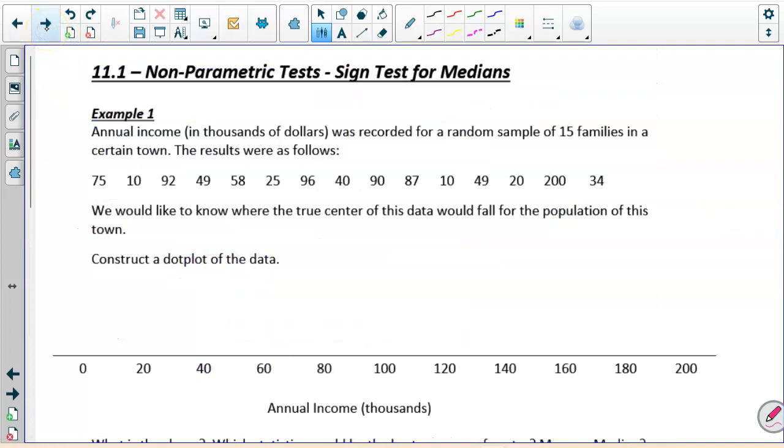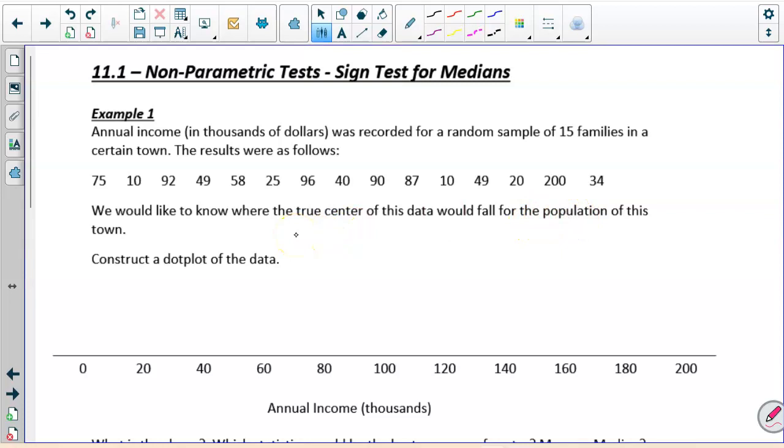So if we look at this, we have annual income in thousands of dollars, and it was recorded for a random sample of 15 families in a certain town. The results were as follows. So the annual income in thousands of dollars, so this would be 75,000, 10,000, 92,000. Everybody understand that?